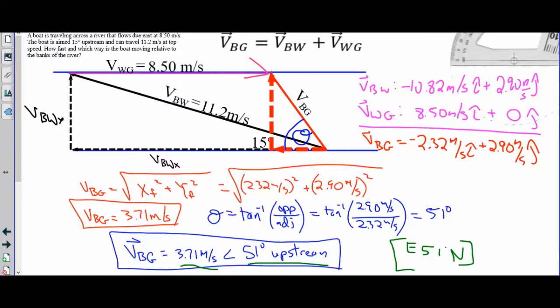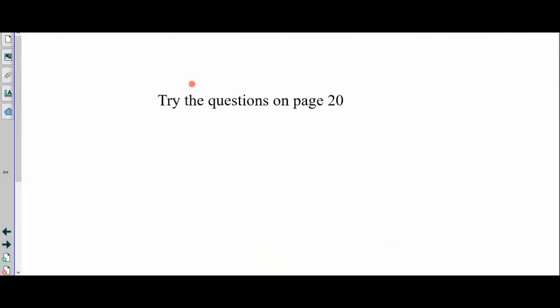So I hope that was helpful. If you have any questions, just fire me an email. Some of these questions do get a little bit difficult. For instance, sometimes you might have to solve for the velocity of the water with respect to the ground. And just like I said in the previous example, you would then have to do vector subtraction because you'd bring this guy to the other side. But that isn't too horrible. So try the questions on page 20. They vary in difficulty. And if you have any questions, fire me an email and I'll get back to you as quickly as I can.